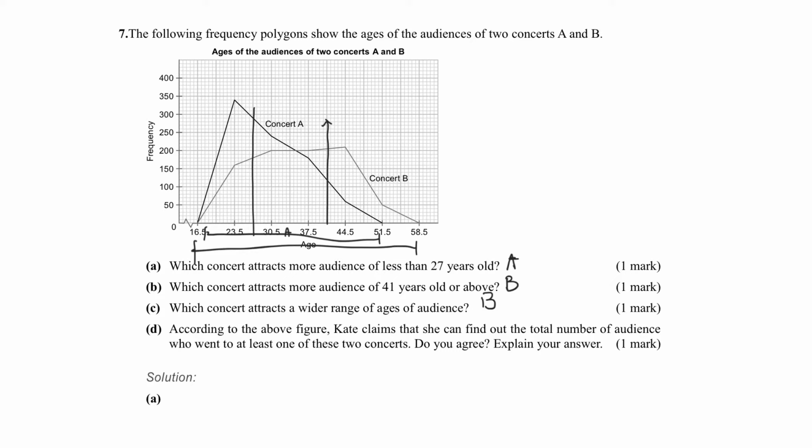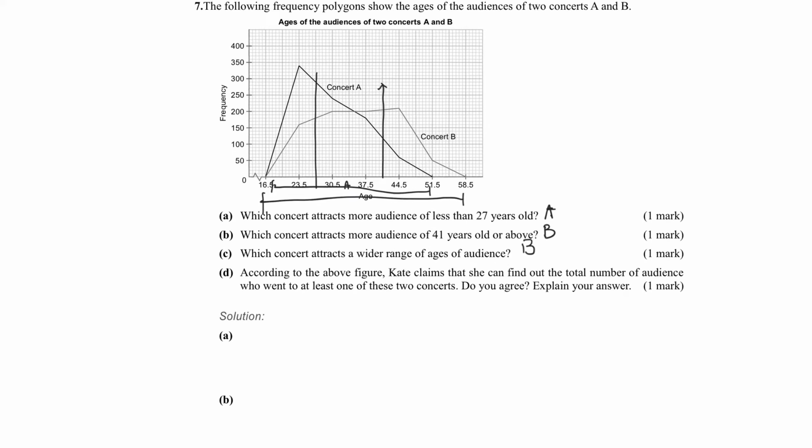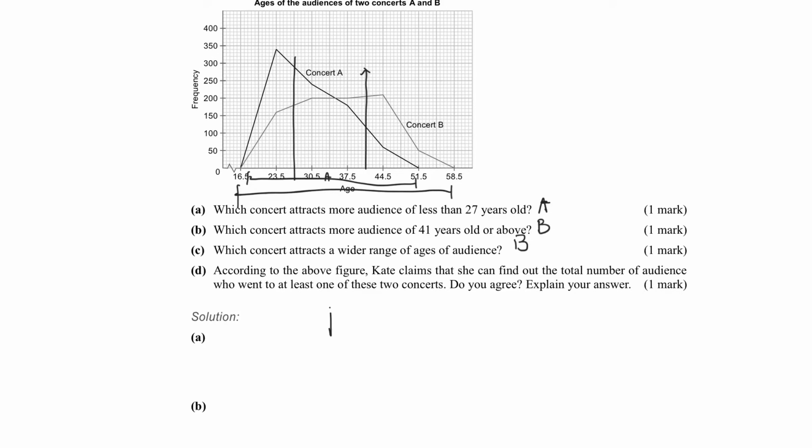Last one. Kate claims that she can find out the total number of audience who went to at least one of that. Do you agree? Yeah, I think no, because from this one, you only know that it is about attending one concert. Attending one concert. So the data are not related in this sense.